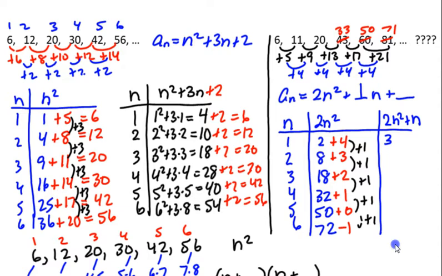Oh wow, this is getting complicated. 8 plus 2 is 10. 2 times 3 squared is 18. Plus 3 would be 21. 32 plus 4 would be 36. I forgot I'd already done the 2n squared here. 50 plus 5 would be 55. And 72 plus 6 would be 78.